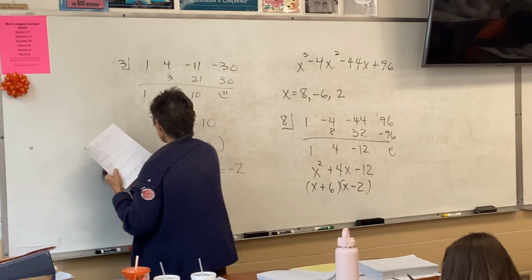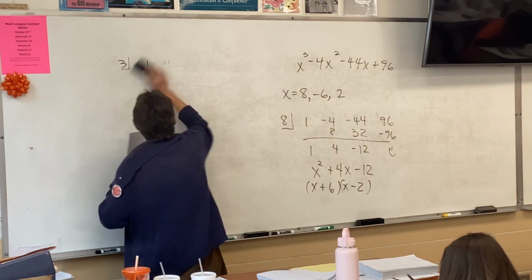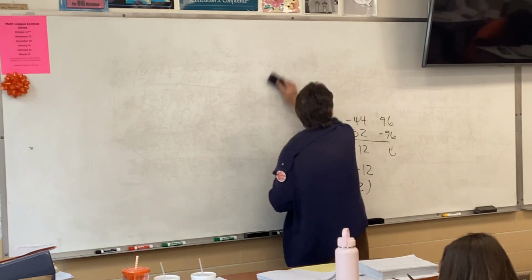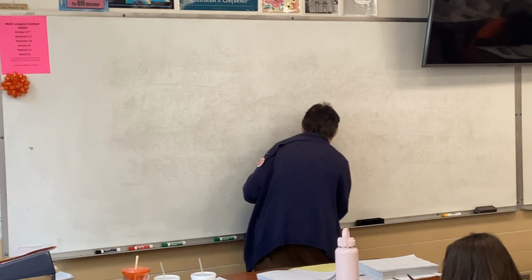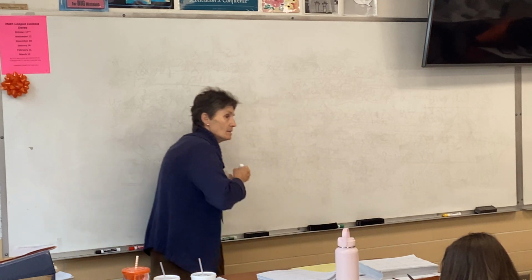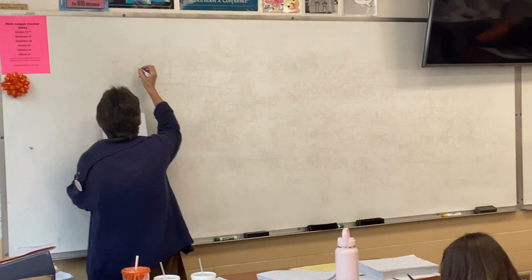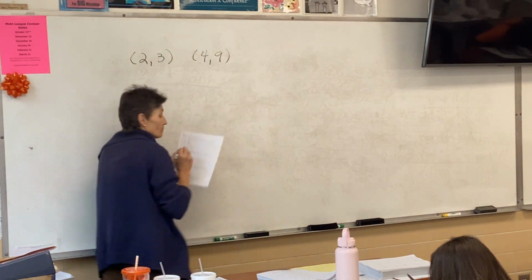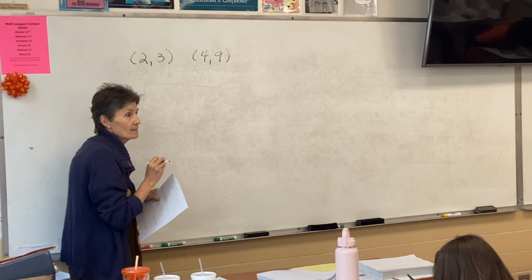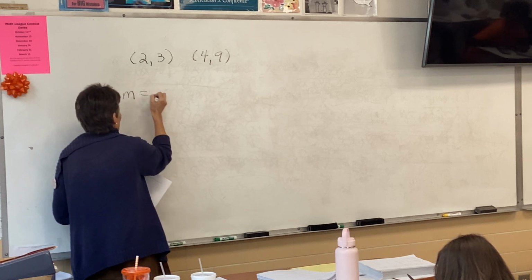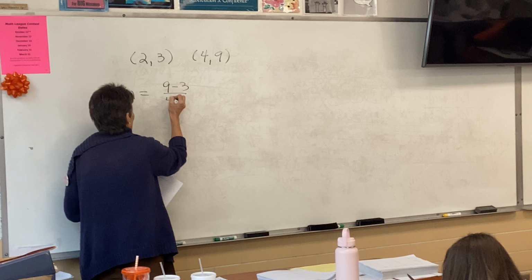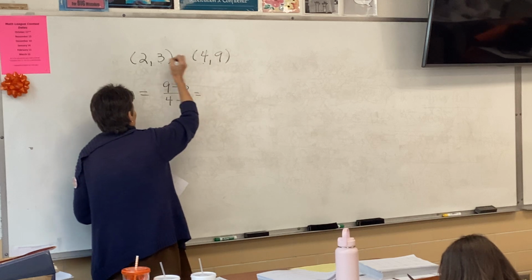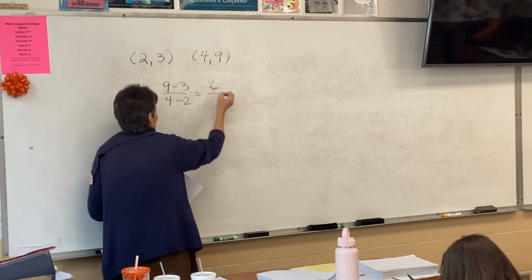We are writing the equations. And the first one, A, is linear. That means it's a line, and lines have slope. So our points are 2, 3, and 4, 9. Right? We're going to write the equation. So here we go, we're going to find the slope. 9 minus 3 over 4 minus 2. Y minus y, x minus x. So 6 over 2, 3.